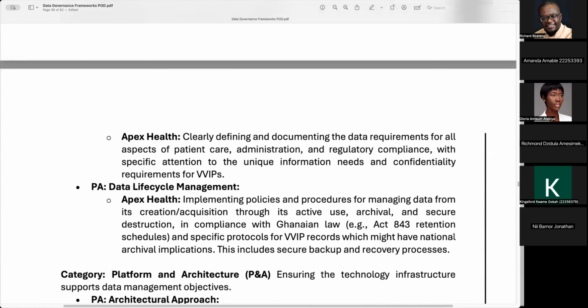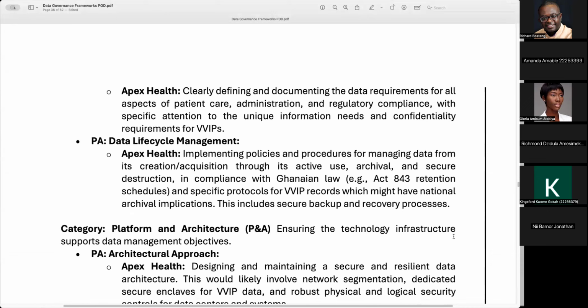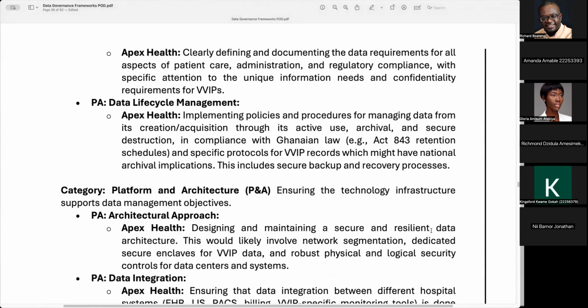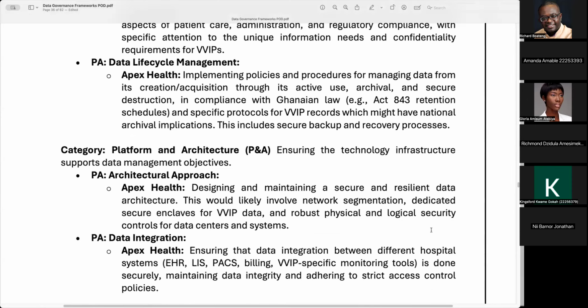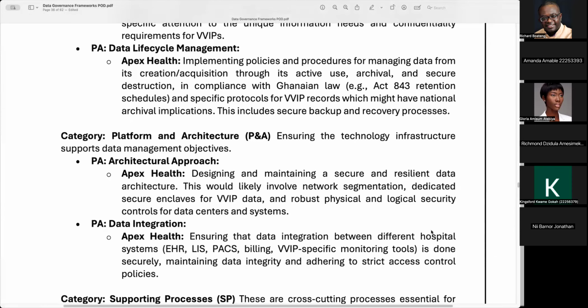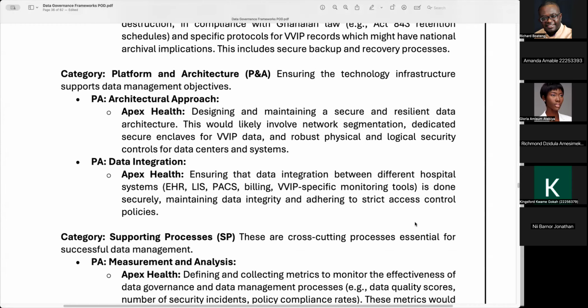Data Lifecycle Management PA requires having formal policies and procedures covering data from its creation or acquisition all the way through to its secure destruction, ensuring compliance with Ghanaian law, like Act 843 retention periods, implementing specific, highly secure archival protocols for VVIP records, acknowledging their potential national significance and long-term retention needs, maintaining the required level of security throughout the entire lifecycle, and ensuring robust, secure backup and recovery processes are in place and tested.